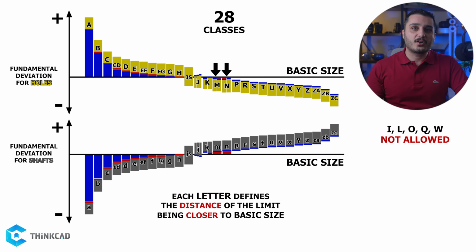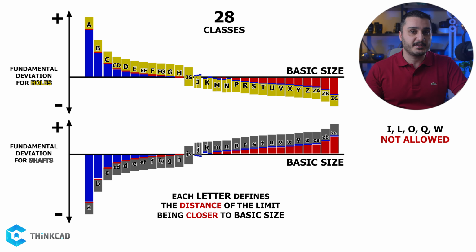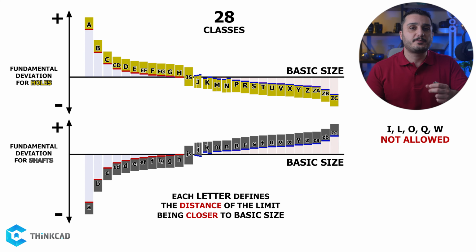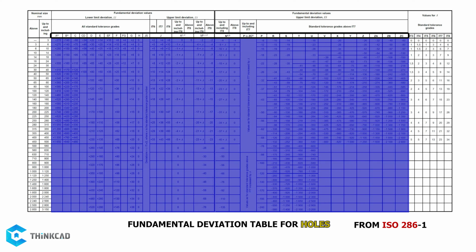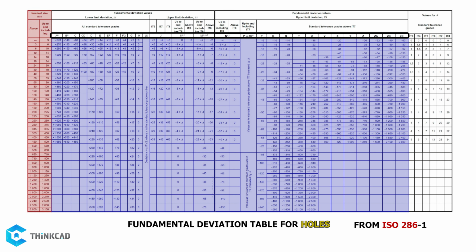M and N are also a bit weird when we deal with holes. They provide different values based on the IT grade, just like J and K. Anything after P goes in the opposite direction, moving towards more interference. These ones define the upper limit for holes and the lower limit for shafts due to their nature. Remember, the rule was that these letters tell us about the limit being closer to the basic size, so keep that in mind. There are standard tables in ISO that specify what the fundamental deviation value is based on the basic size of our features, so you don't have to memorize most of the stuff here.